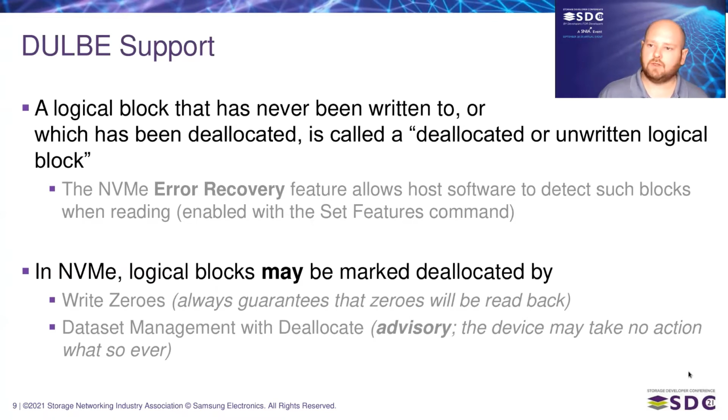So in NVMe, logical blocks can be marked deallocated. Initially, in most cases, they will be deallocated, but they can also explicitly be marked deallocated after being written to. You can do this through the Write Zeroes command, which always guarantees that zeros will be read back, but it might also deallocate the block. Dataset Management doesn't necessarily zero anything, and it doesn't even necessarily deallocate anything because it's an advisory command, and the device may choose to take no action whatsoever, but it can also be used to deallocate blocks in most cases.